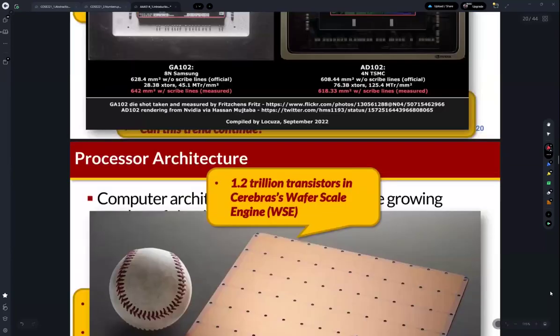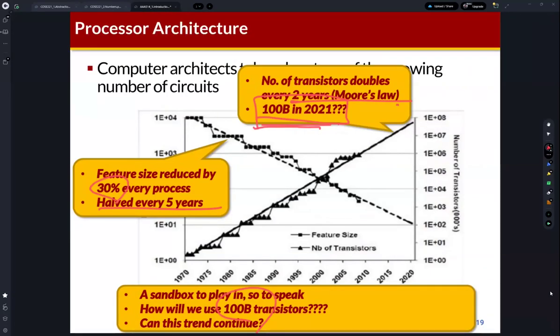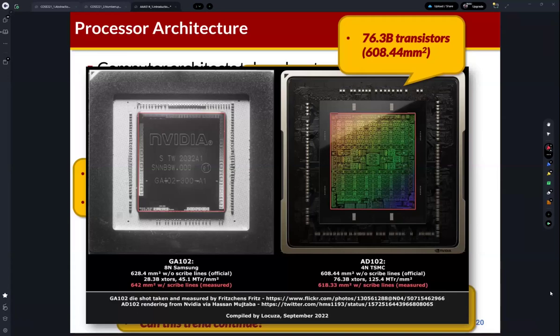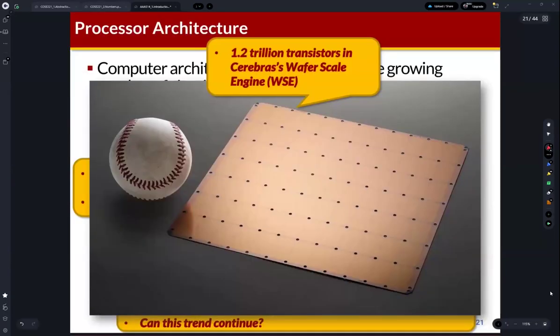Most of it is in the same area, like the CPU size, because Moore's law, he was the CEO of Intel, so he just focused on the CPU chip. So 1.2 trillion, the crazy number. But also the size is very large, and the problem is that if the chip size is very large, the yield can be very low. The cost is also very high.